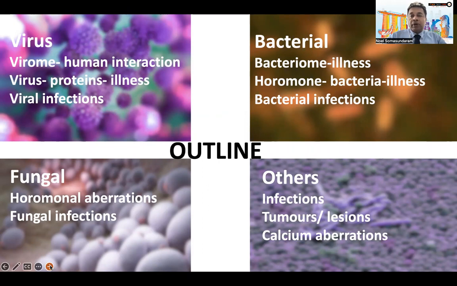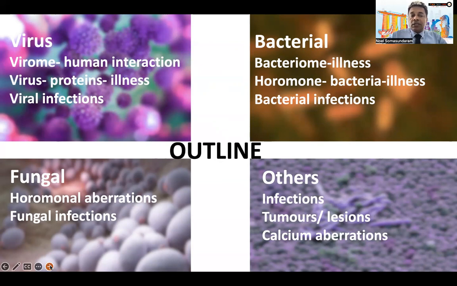I'll talk about how viruses sometimes code for proteins in the environment that can lead to illnesses. I'll talk about viral infections and particularly COVID and how endocrinology is affected by that. I'll talk about bacteria and the bacteriome, or the normal commensals giving us illnesses, hormone bacterial susceptibility, and I'll talk a little bit about infections and how infections tend to be higher with certain hormones in higher concentrations.